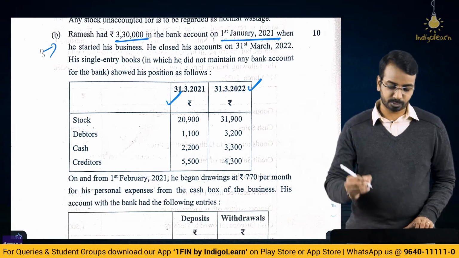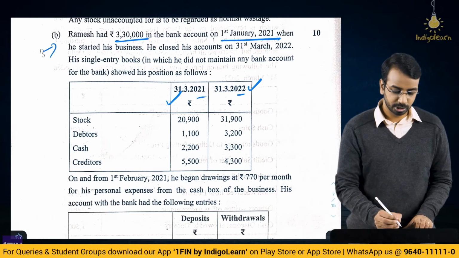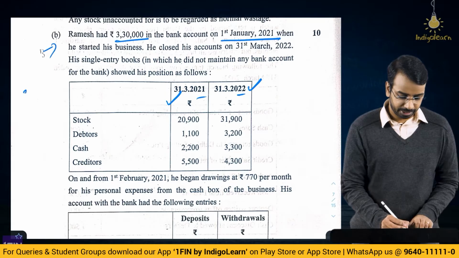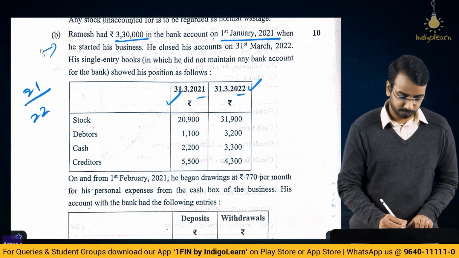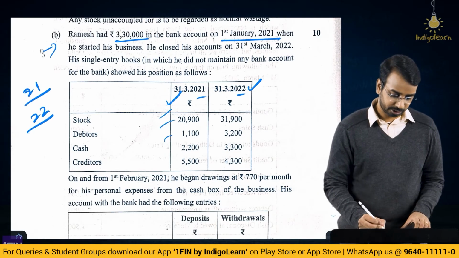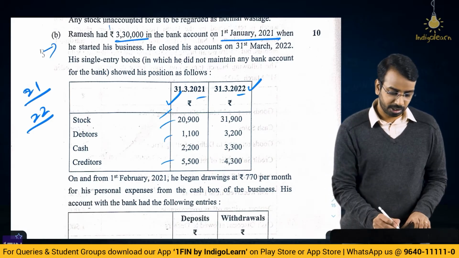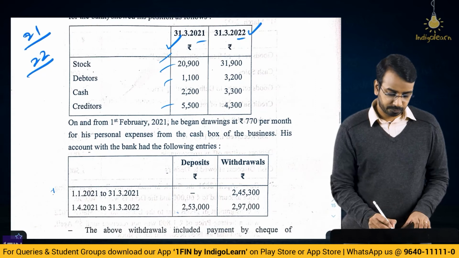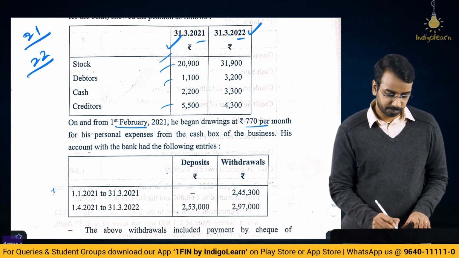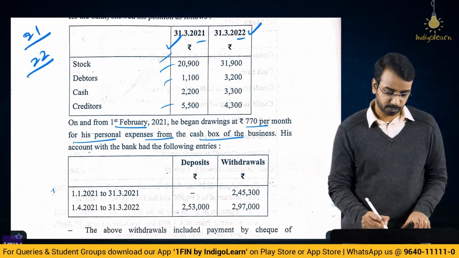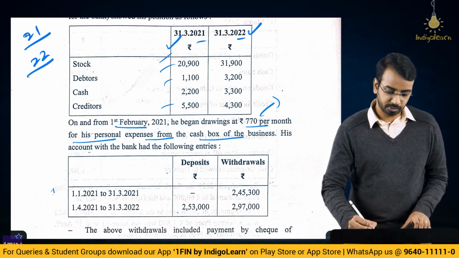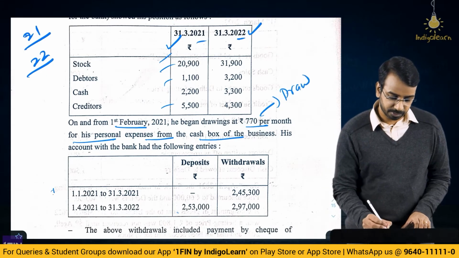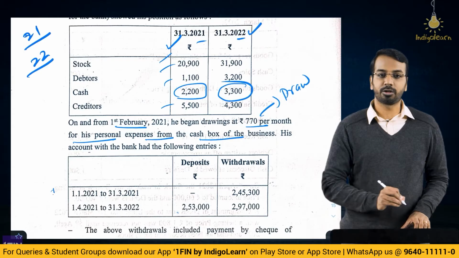31st March 21 details and 31st March 22 details are given. So basically we are looking at year ended 21 and year ended 22, 2 years. Stock, debtors, cash and creditors, all of these are given. 3,30,000 is there in the bank account on 1st of January. On and from 1st of February, he began drawing 770 per month for his personal expenses from the cash box of the business. So this will be your drawings. And please remember, this would already have adjusted the drawings part.